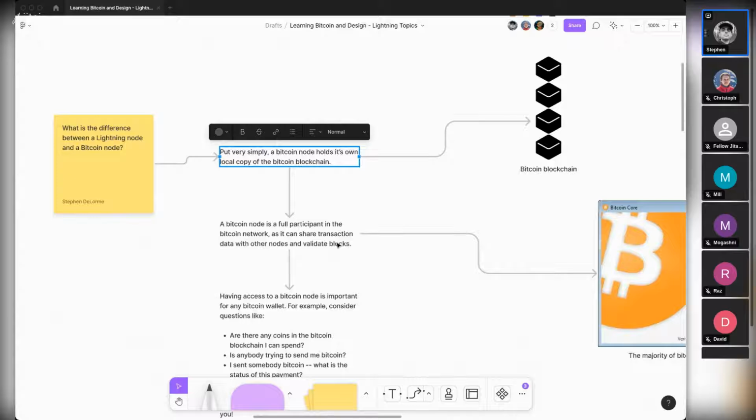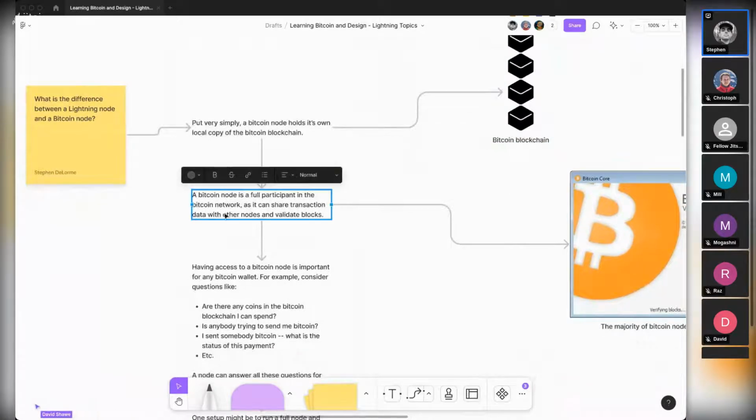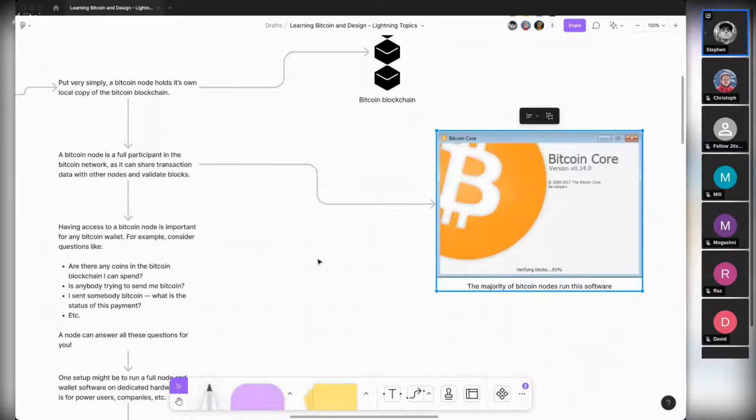So I think of a Bitcoin node very simply as just a computer that holds its own copy of the Bitcoin blockchain. Simple as that. Got my cute little blockchain icon art here, built from the Bitcoin Icons kit. That's a blockchain. Okay, so a Bitcoin node is a full participant in the network. Since it has its own copy of the blockchain, it can share transaction data with other Bitcoin nodes. It can validate blocks. It's good stuff.